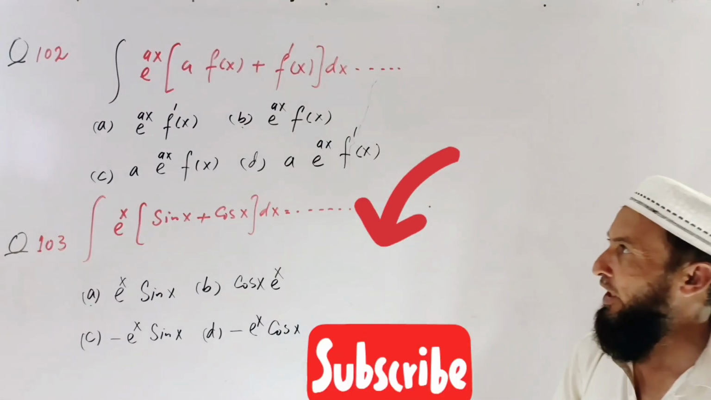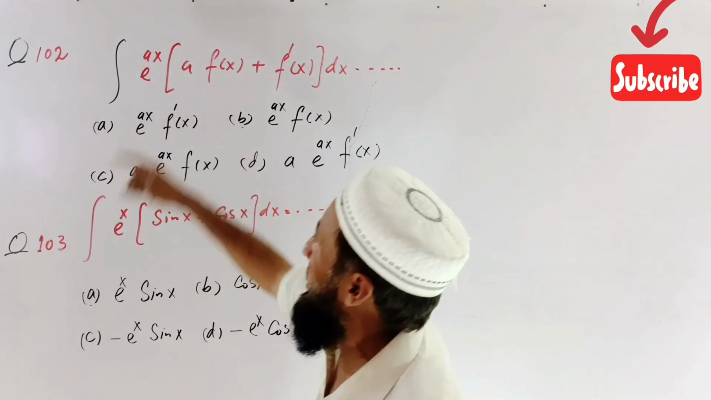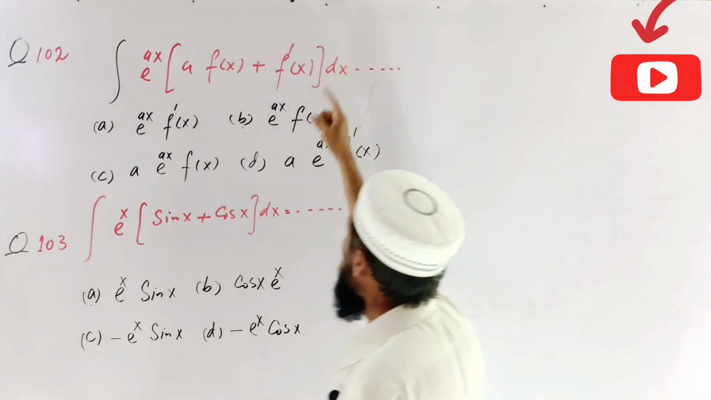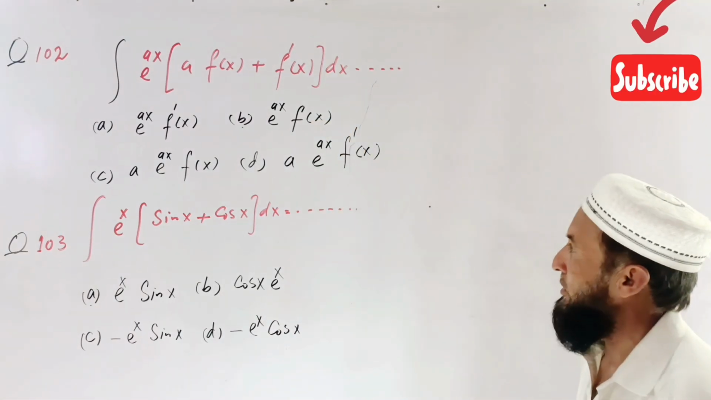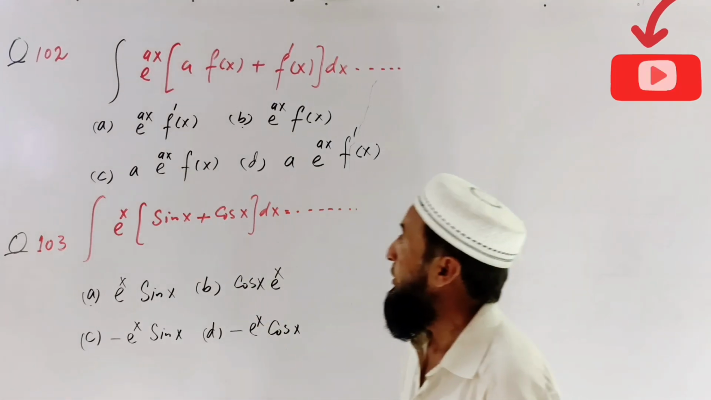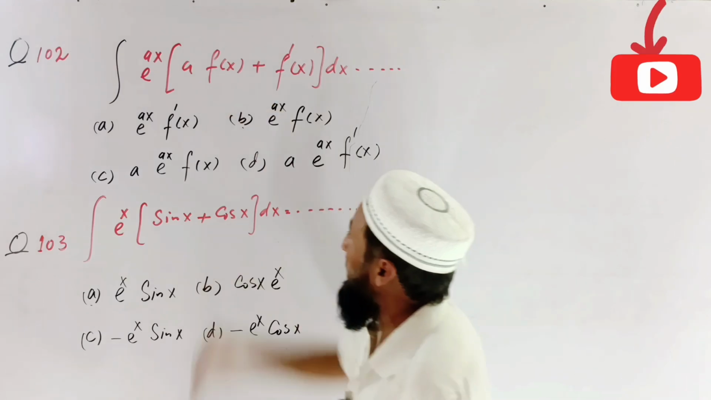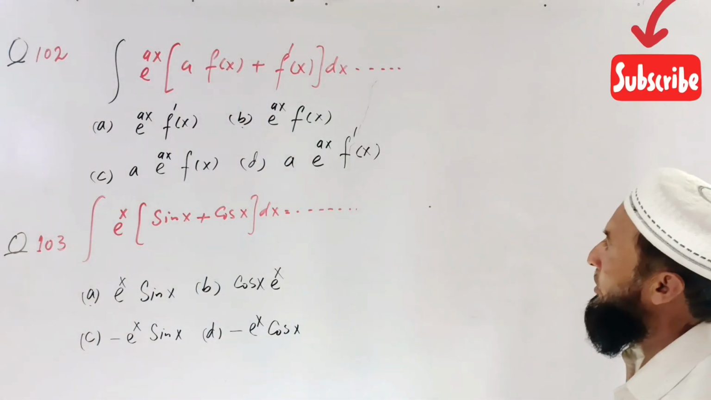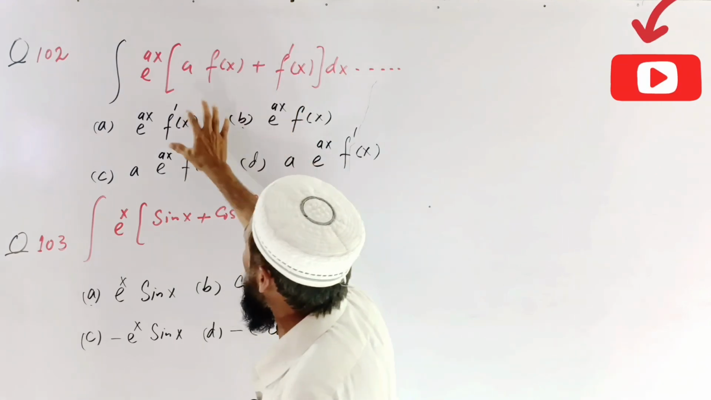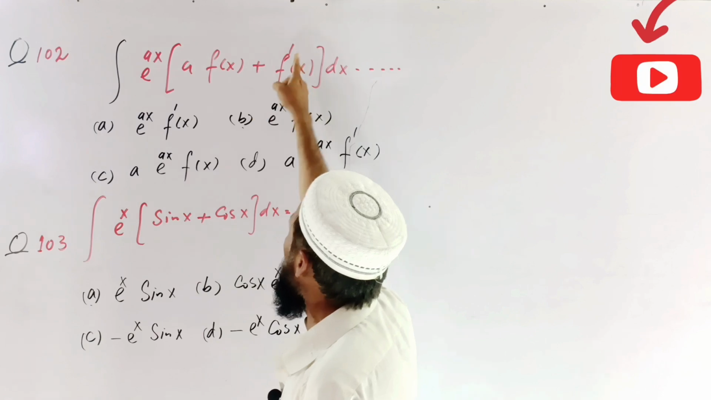Today we are proceeding with question number 102, integration of e power ax into the bracket f of x plus f dash x as a whole dx. We have already discussed this in the previous video. If we take the derivative of any function, this result will be available. Now if we check the options, f dash is here, which means we require the product, and the second derivative f double dash is not required.